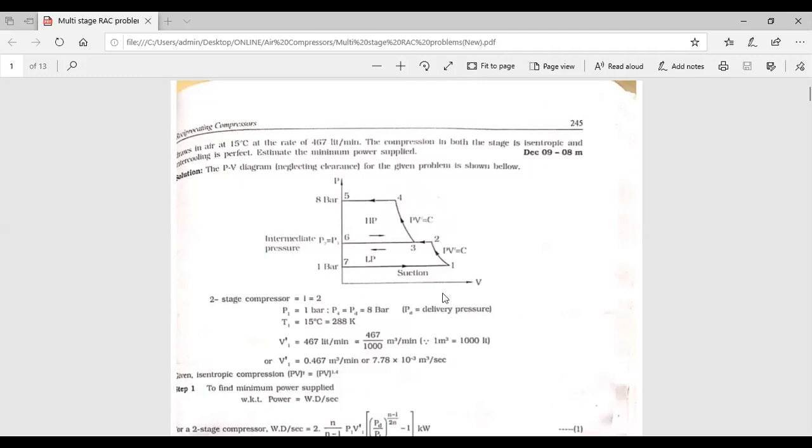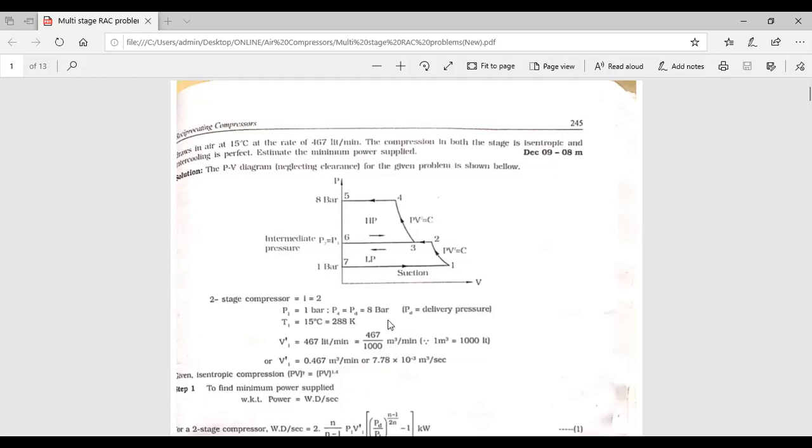T1 is given as 15 degrees Celsius. And one more thing, they have given the volume flow rate as 467 liters per minute. Whenever they give liters per minute, you have to convert to meter cube per second. First, convert liters to meter cube per minute. How? Divide 467 by 1000. Just remember, divide by 1000 gives meter cube per minute.